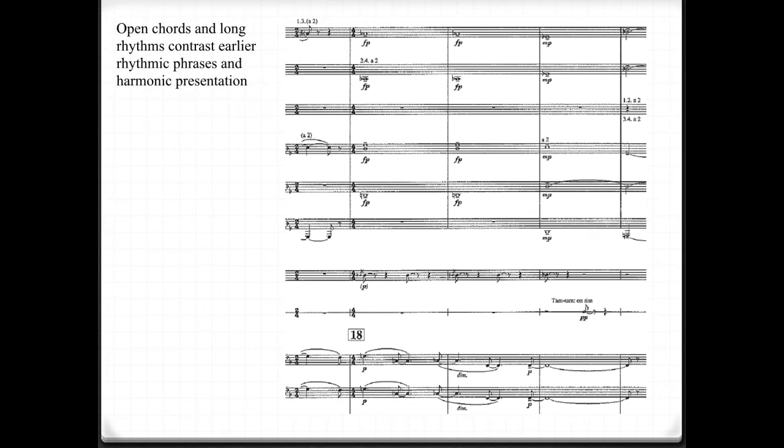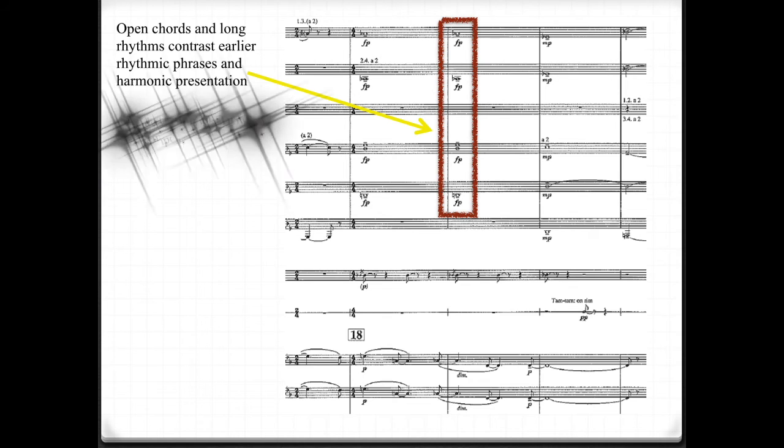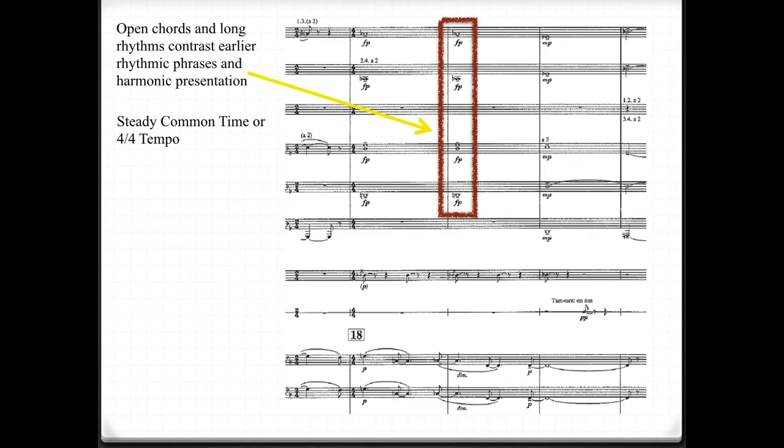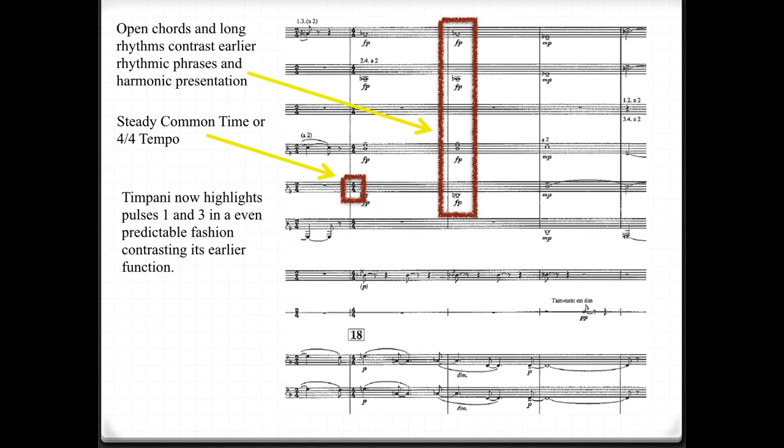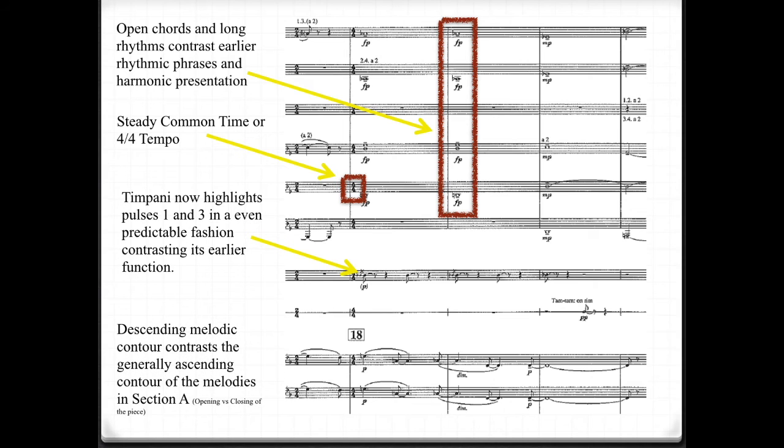Open chords and long rhythms contrast early rhythmic phrases and harmonic presentation. Steady common time or a 4/4 tempo. The timpani now highlights pulses 1 and 3 in an even, predictable fashion, contrasting its earlier function. And a descending melodic contour contrasts the generally ascending contour of the melodies in section A.